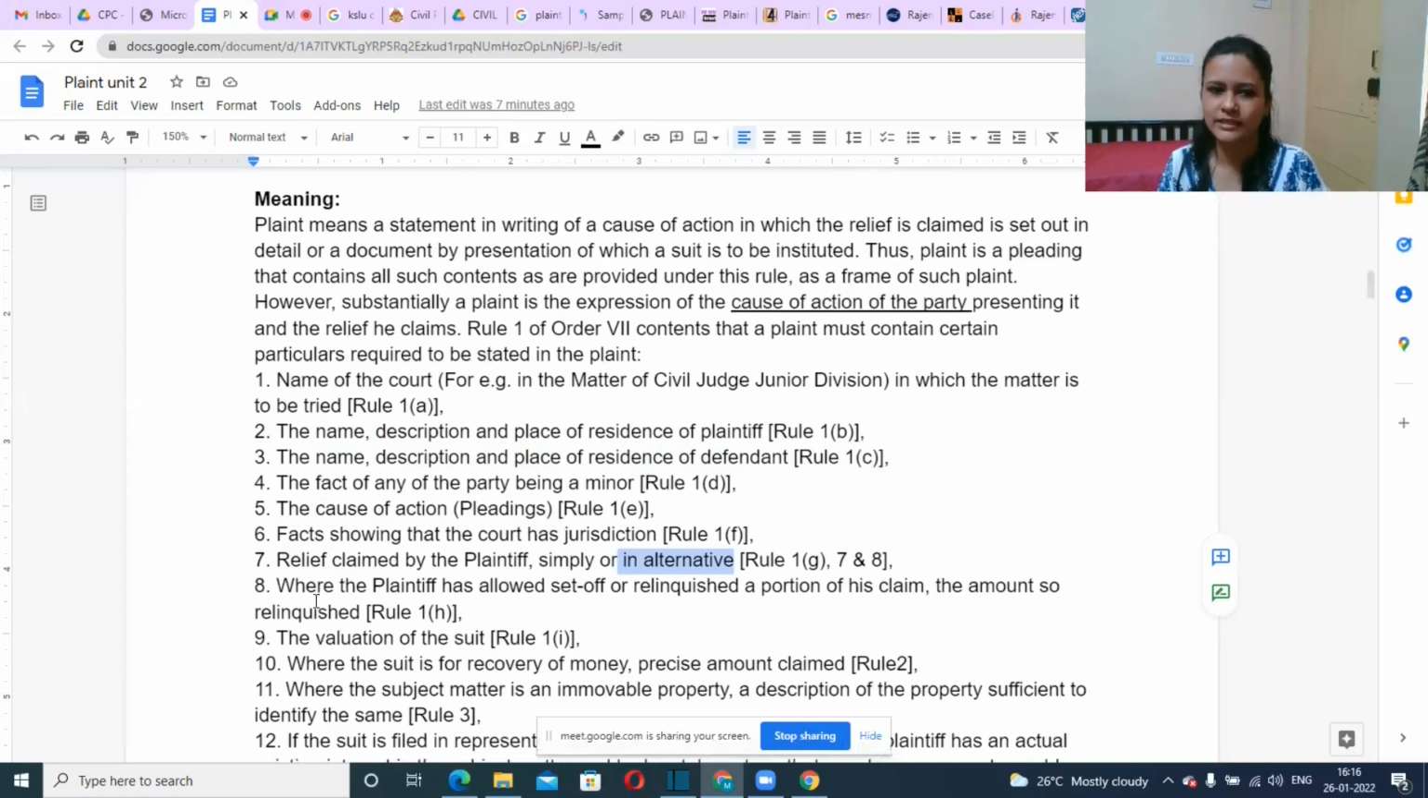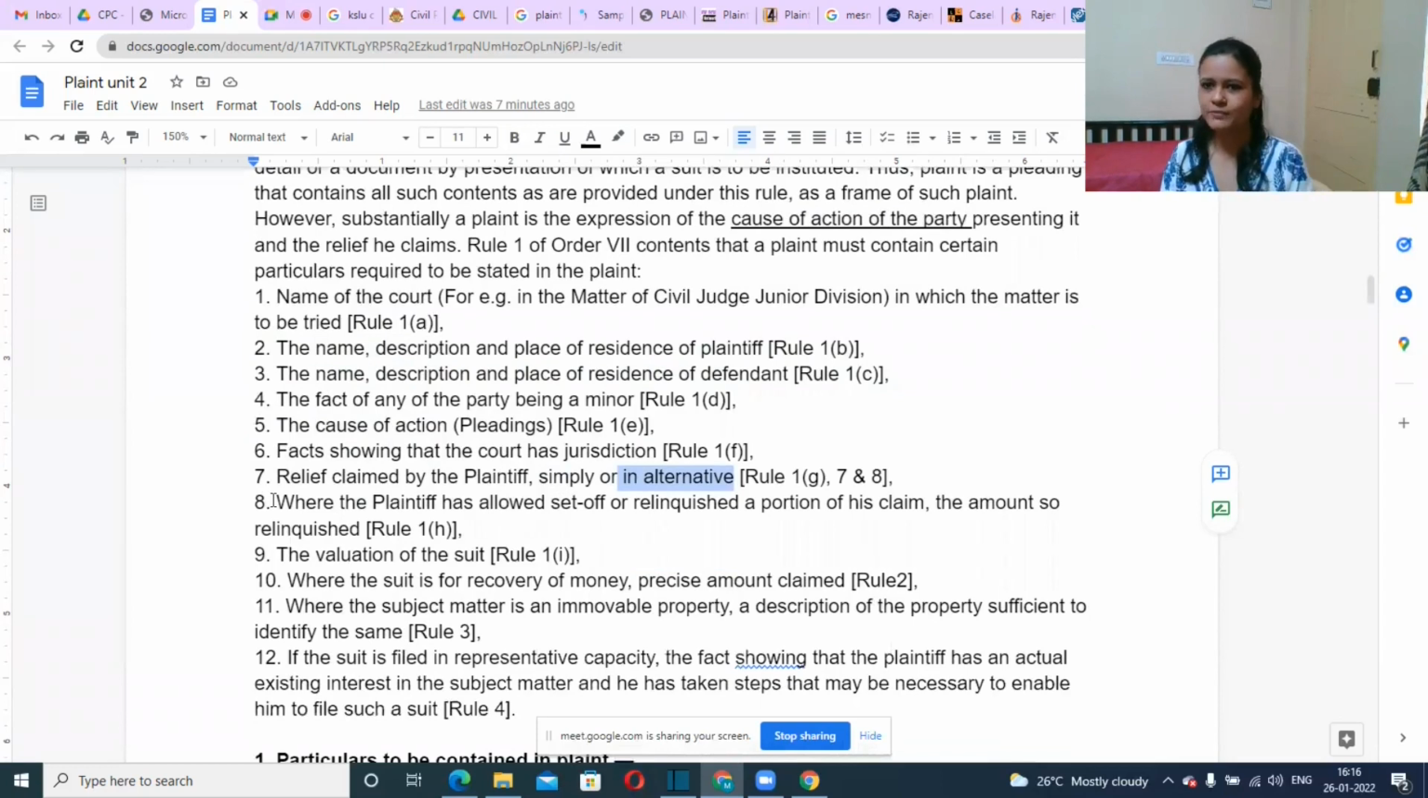I may mention that in the plaint, because whatever is mentioned in the plaint, only that can be provided by the court. So it's necessary that I also mention the claim which is there.